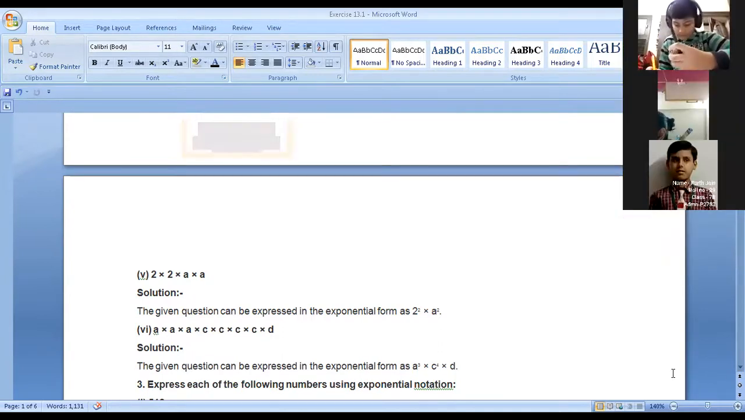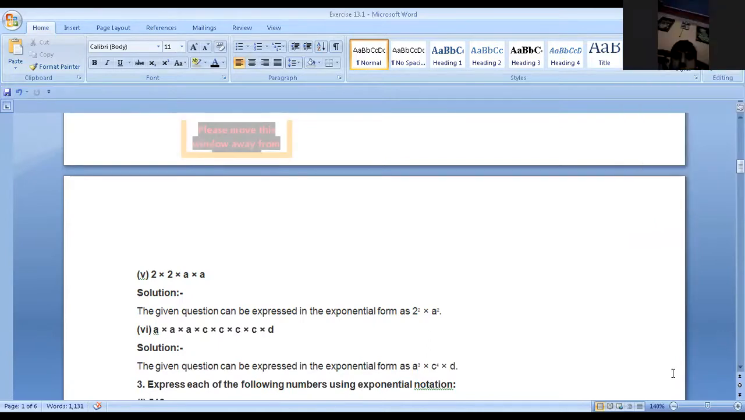Adhyay Parth, your cameras are still off. Naman Jain, your cameras are still off. Turn on your cameras. Ayan Malik, Shivam.